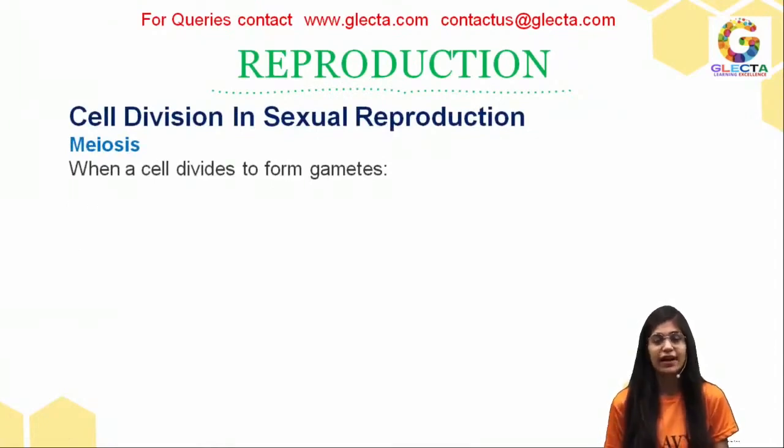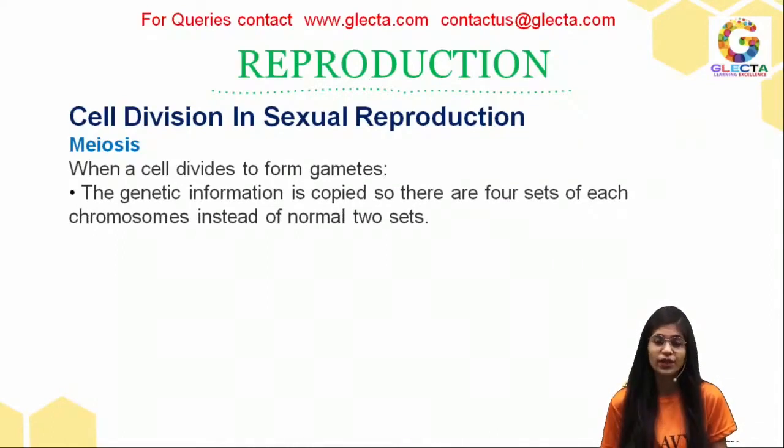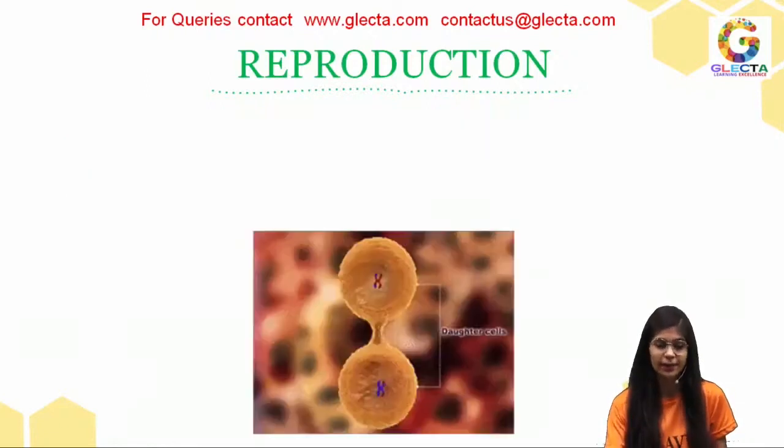When cells divide by meiosis, that is the only process in which gamete formation can take place. The genetic information is copied into all 4 cells that are formed after meiosis. Although a normal cell of my body will always have 2 sets of chromosomes, in the 4 cells we will only have 1 set of those chromosomes. Each chromosome will form a pair, which is known as a chromatid.